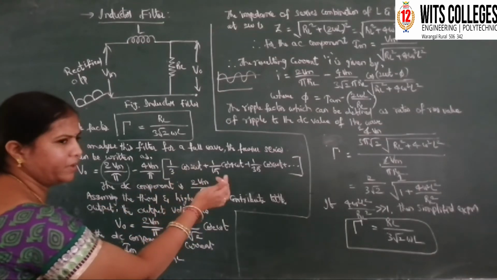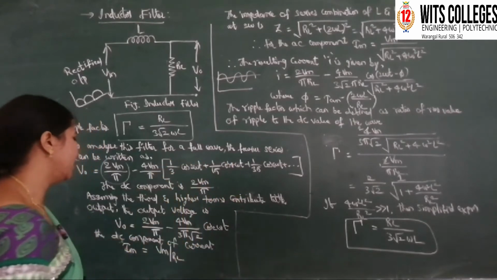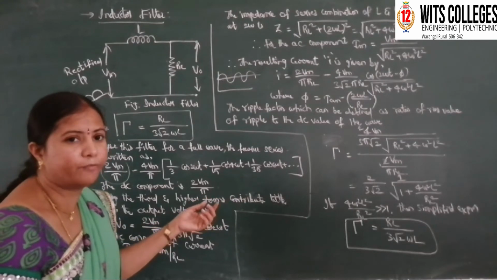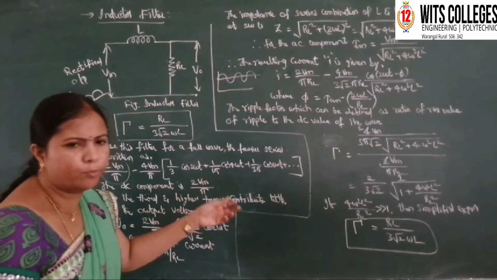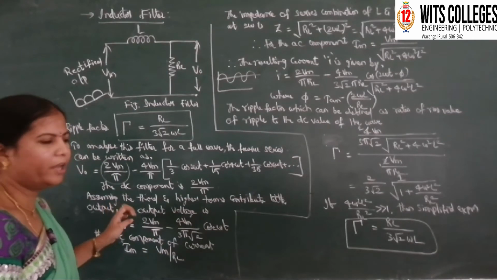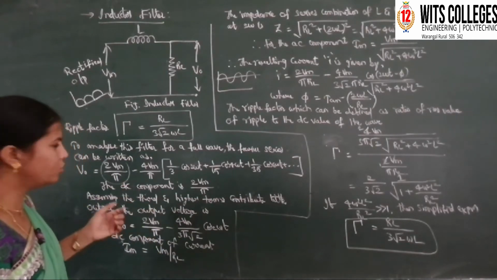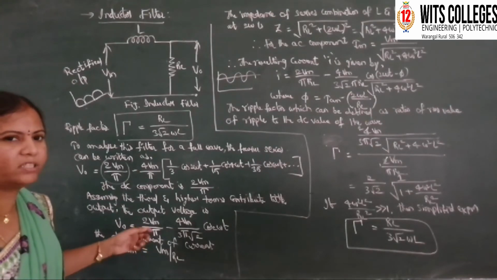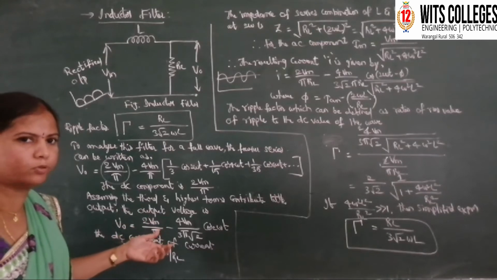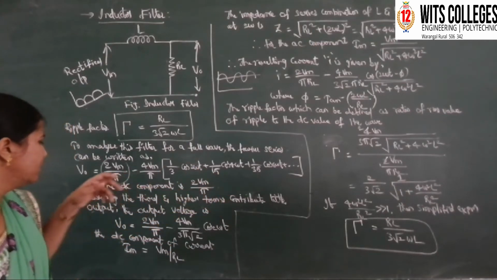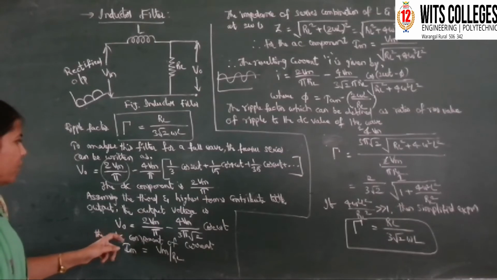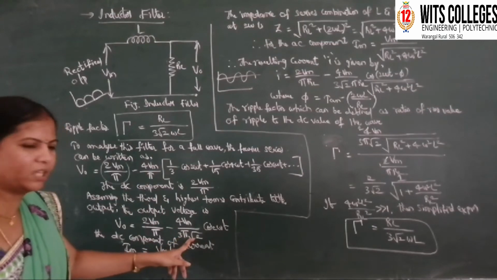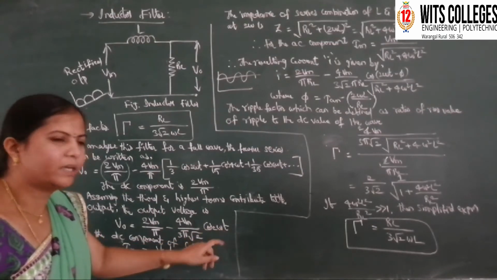If we remove the higher terms, like the third term and fourth term, assuming the third and higher terms are neglected, why? Because they contribute only a little amount of current, or only a little output. So if you neglect those higher terms, you will get the output voltage V0 equal to 2Vm by pi minus 4Vm by 3 pi cos 2 omega t.